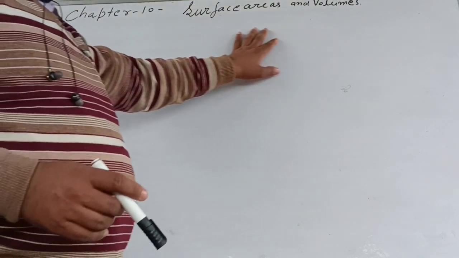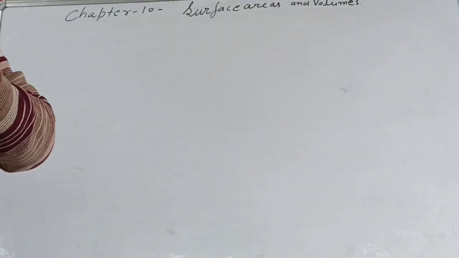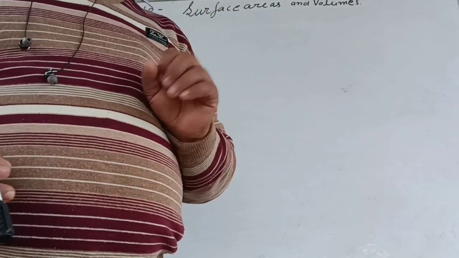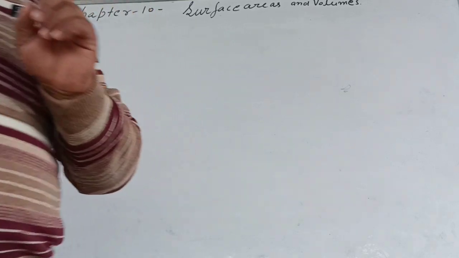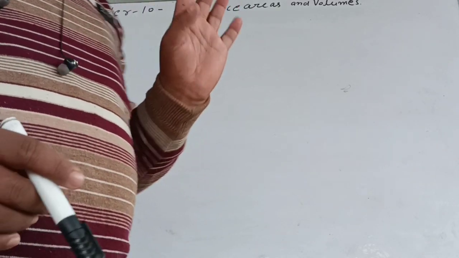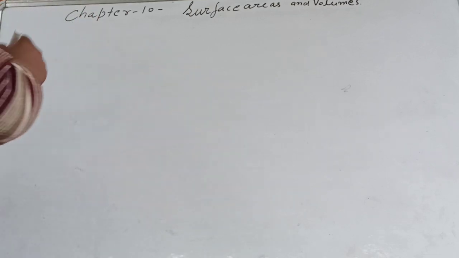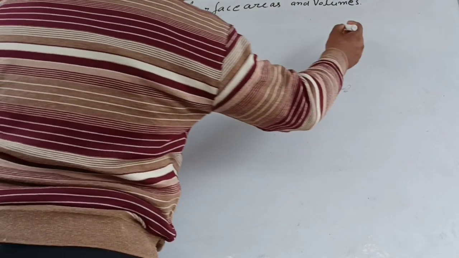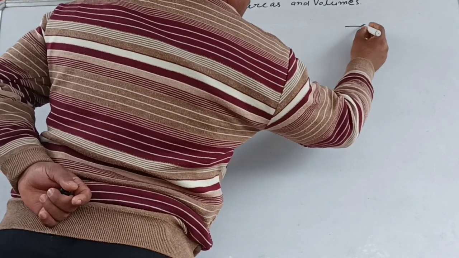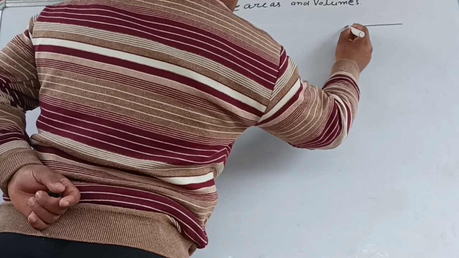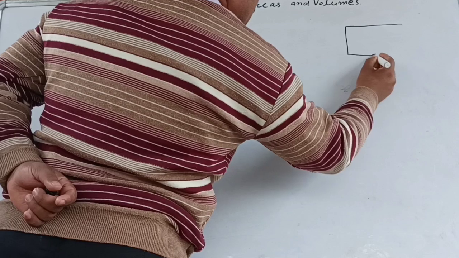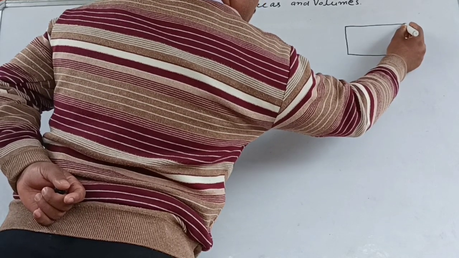चैप्टर 10 सरफेस एरिया एंड वॉल्यूम। First we find the surface area of cube and cuboid. First, we find the surface area of cube. The shape of cube is like this. Surface area of cuboid: the shape of cuboid is like this.